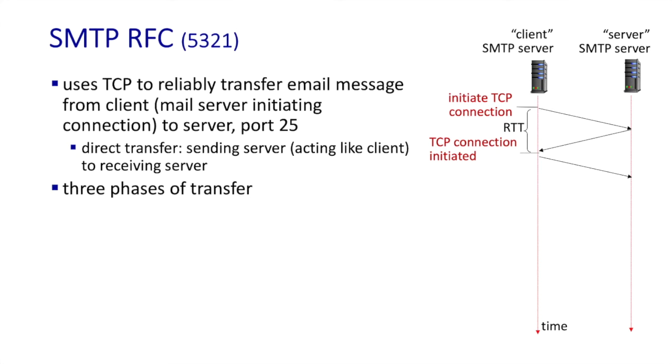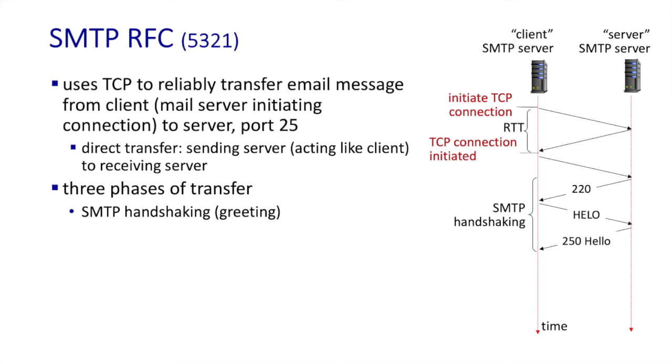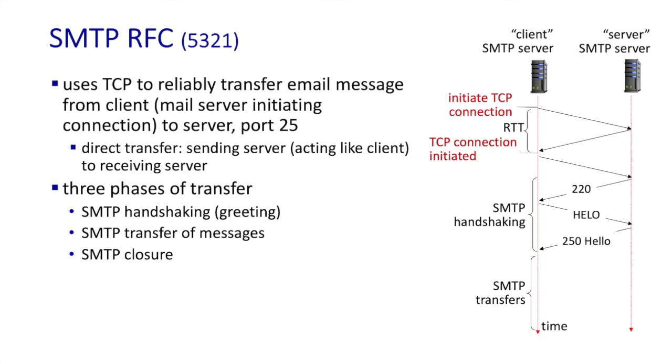Following the TCP setup, there are then 3 phases to message transfer. There's an SMTP handshaking protocol that's shown over here on the right that involves the exchange of 3 messages. A 220 message that's initiated by the server to the client over the TCP connection. The client then says hello, and the server then says hello back. Then there's the SMTP transfer of messages, and finally the SMTP connection is closed, and then the TCP connection can be closed.